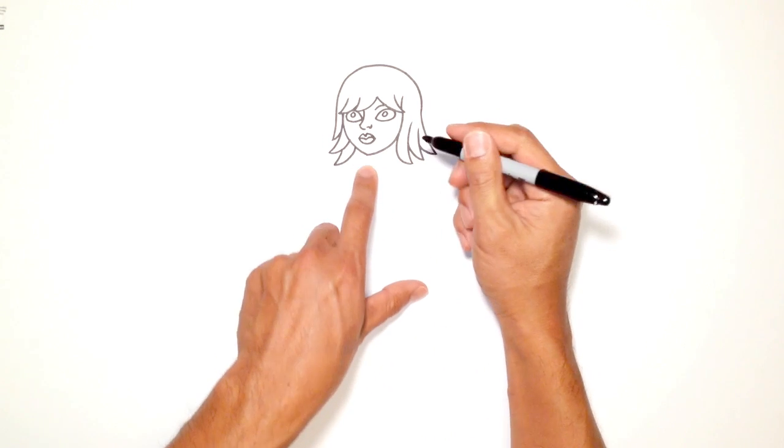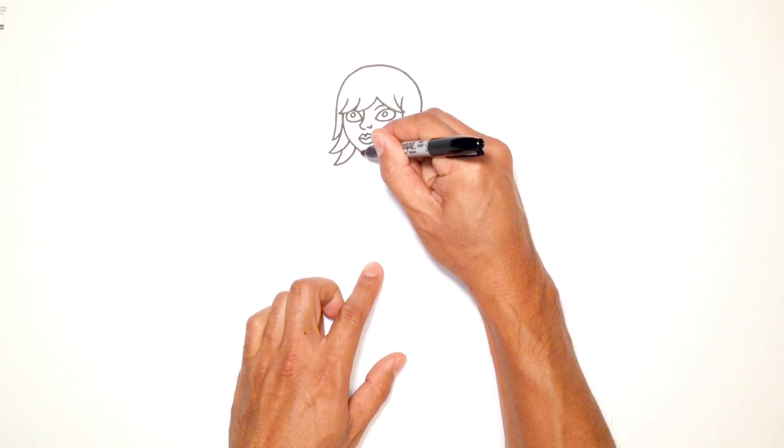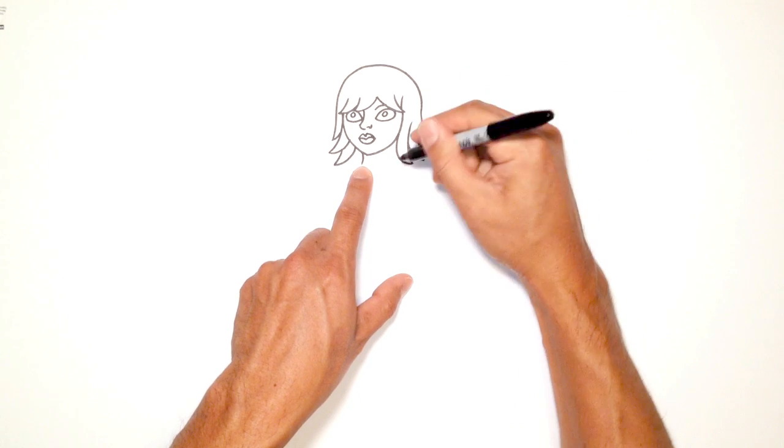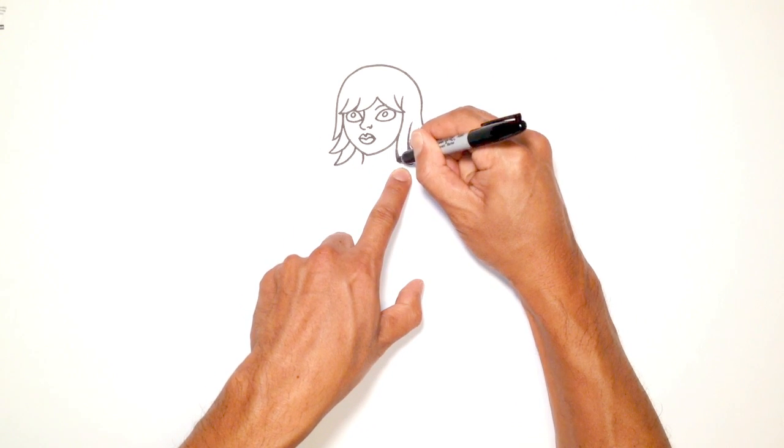Now with the neck, starting on the left side of this chin, I'm just going to draw a little short curve, like that. And on the right side, I'm going to draw a slight curve as well.